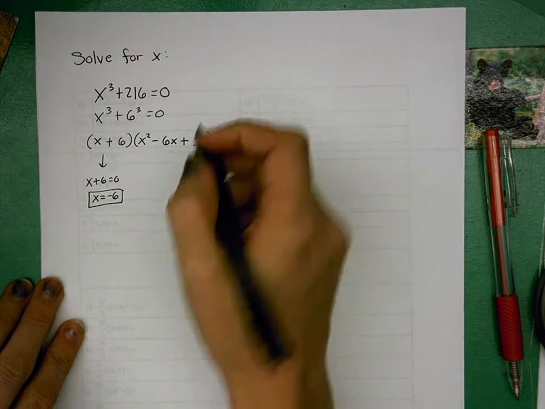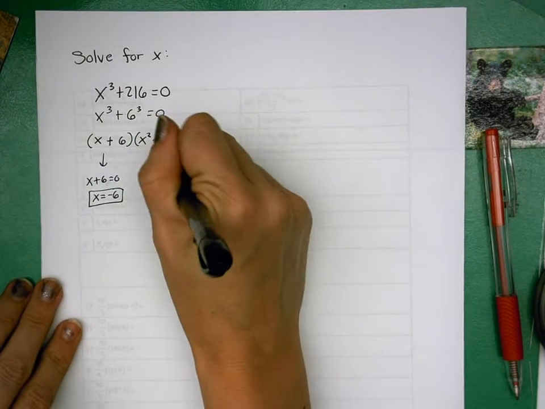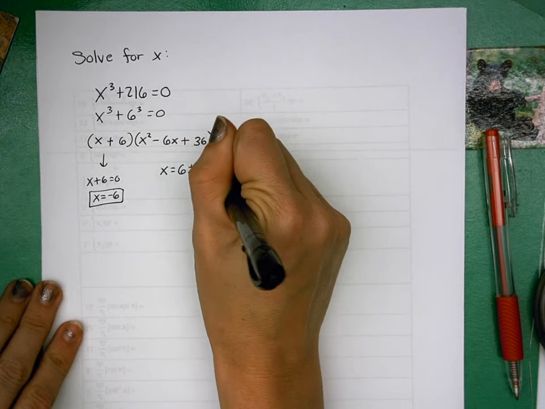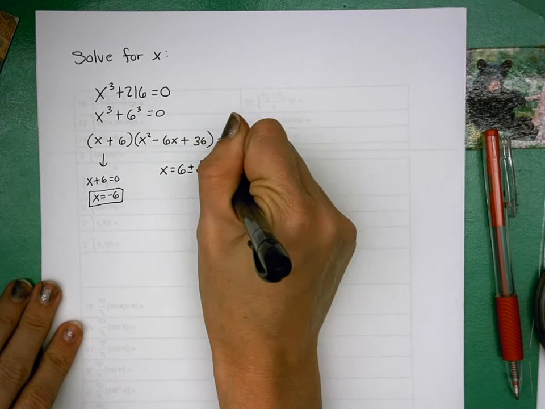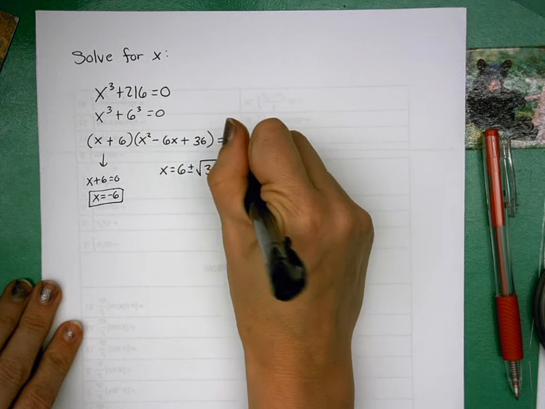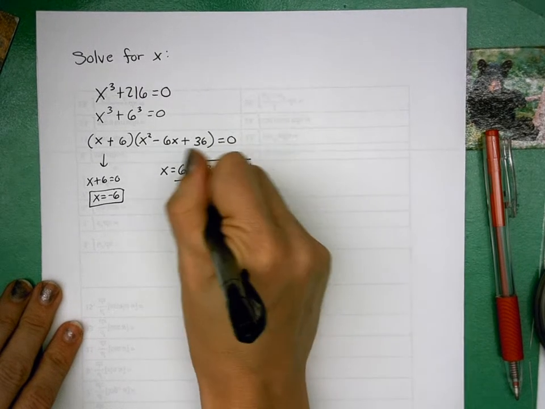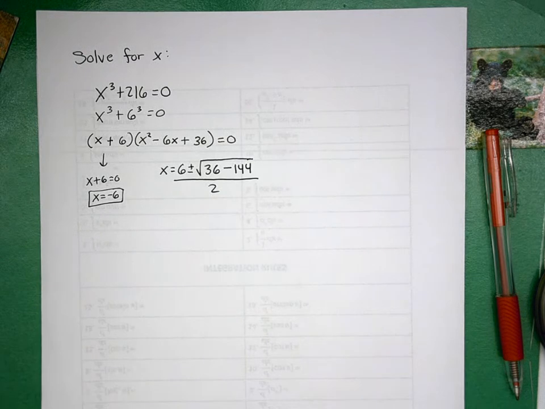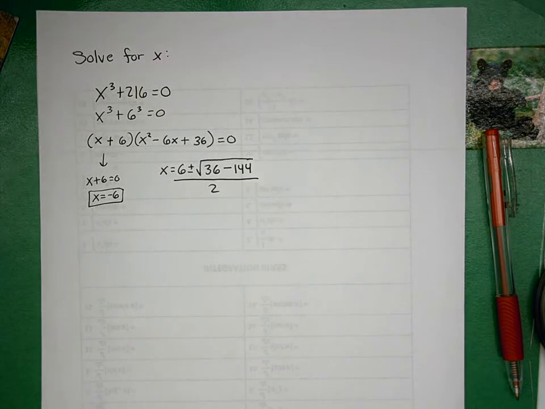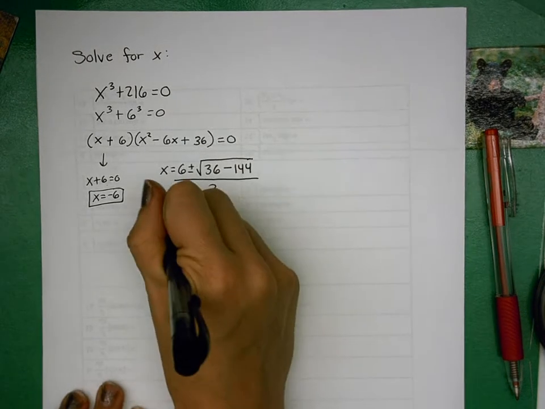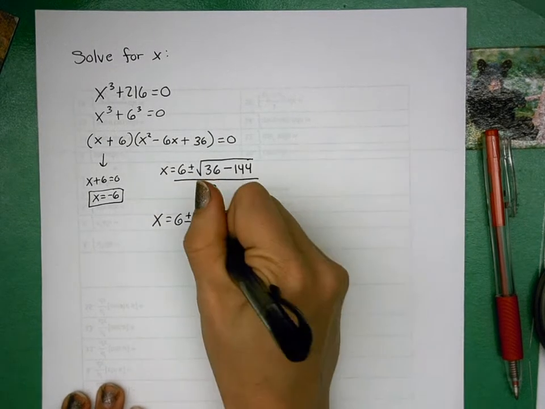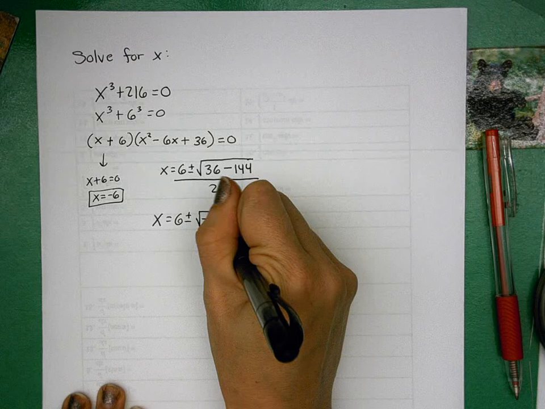On this side, we have quadratic formula. So x equals -b plus or minus radical b squared minus 4ac all divided by 2a. Okay, so then simplifying this, we have 6 plus or minus the radical of 36 minus 144, which is -108.